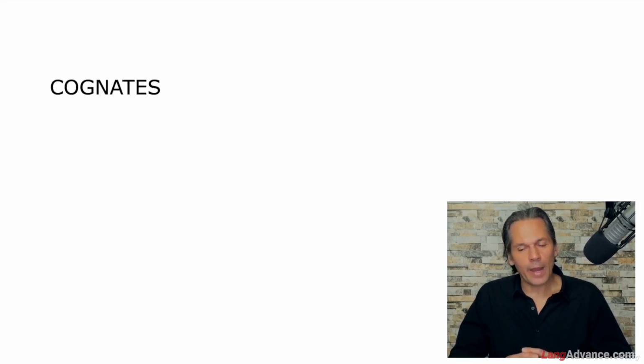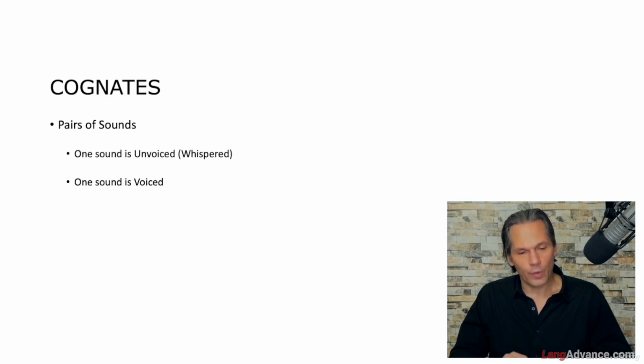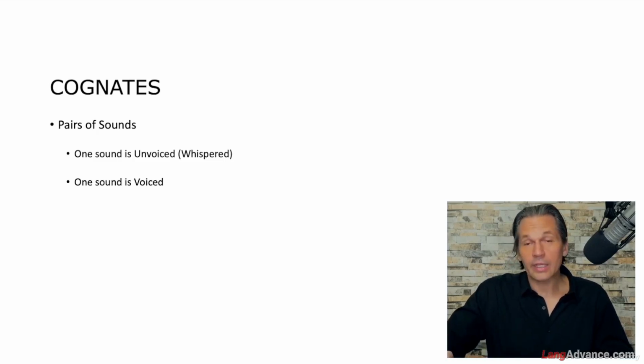We're going to look now at pairs of unvoiced and voiced sounds. Cognates. Cognates are pairs of sounds that are made the exact same way with the mouth. Essentially, they are the same sound, but one of them is whispered and the other is voiced. Now, we won't spend a lot of time here getting overly detailed in how to pronounce each of these sounds, since this is not a pronunciation course. But notice the similarity in quality between the unvoiced and the voiced sounds in each cognate pair.